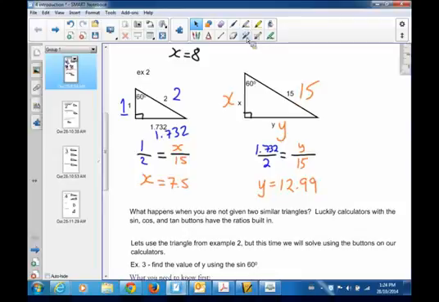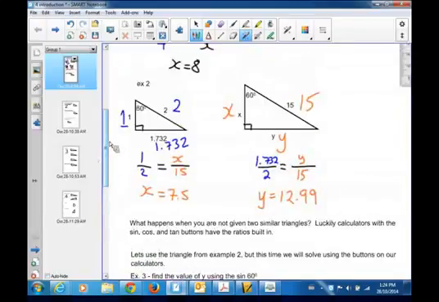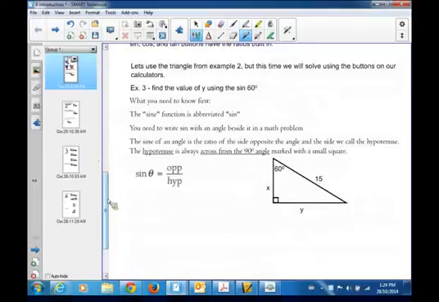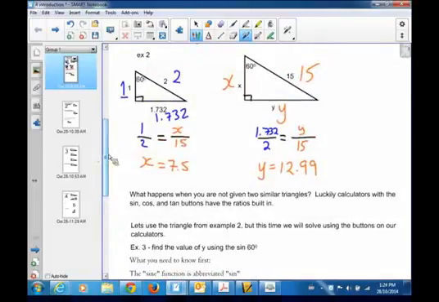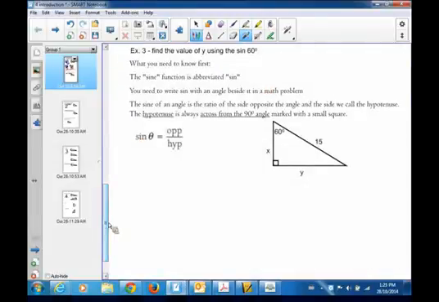Now, what happens when you're not given two similar triangles? Luckily, our calculators, with the cos, sine, and tan buttons, have the ratios built in. All these decimal numbers. Let's use the triangle from example 2, but this time we're going to pretend we don't have this 1, 2, 1.7 triangle. How would you use the calculator to solve the same kind of problem? We already know what the answer is, by the way, for x or y. So we're going to see if we can actually get the same answers. Reasonably close.